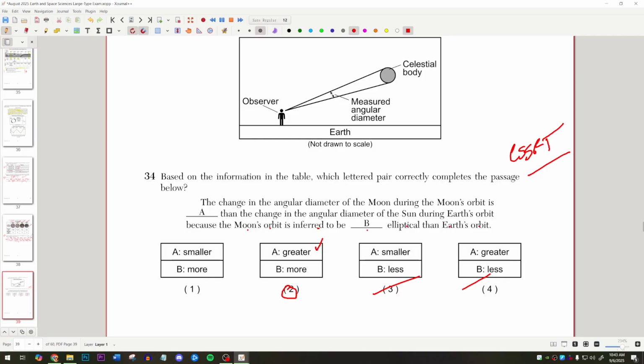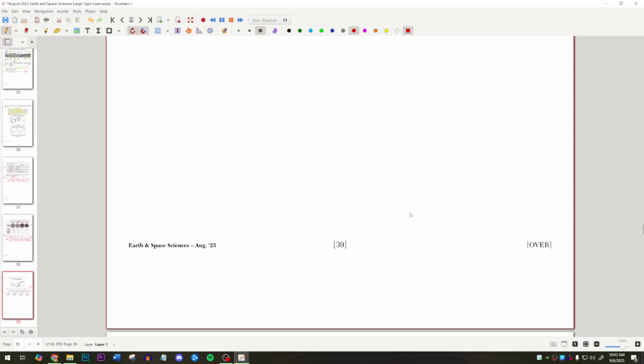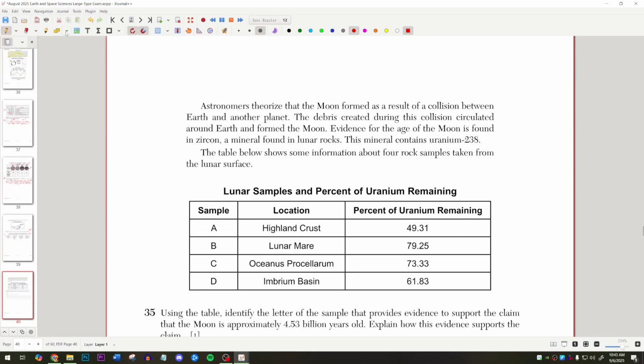Honestly, this is very confusing wording to me. It was easy, but it's confusing wording, so I'm going to say this is a 7 out of 10. Plus you had to go on the reference table. It's an easy question, but they made it hard with the way they asked it. Easy concept. All right, going on.